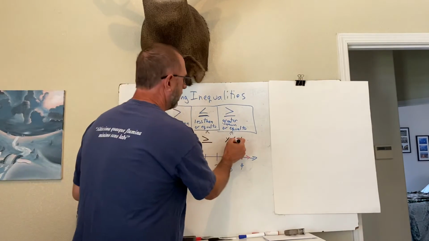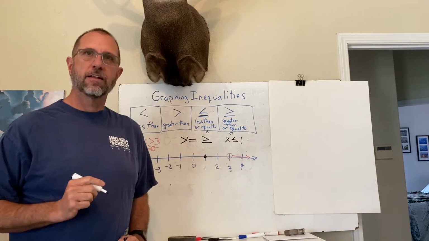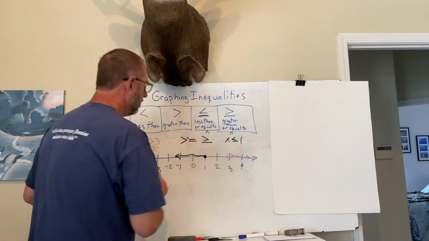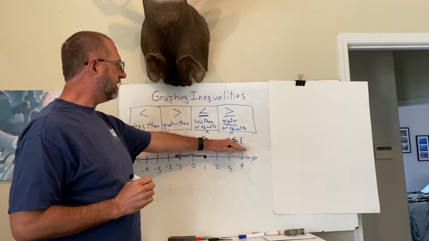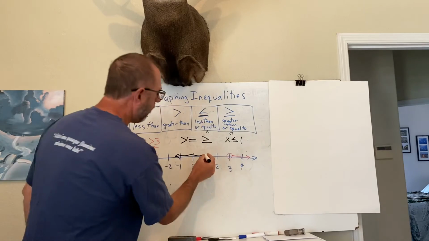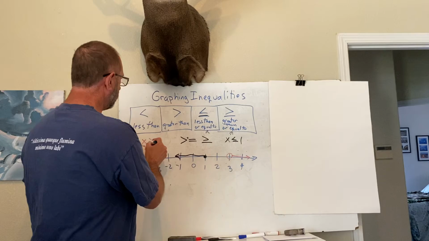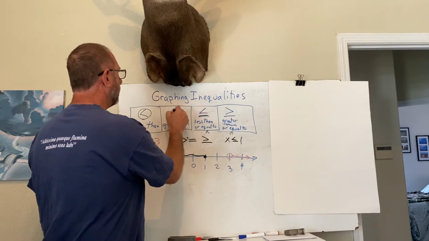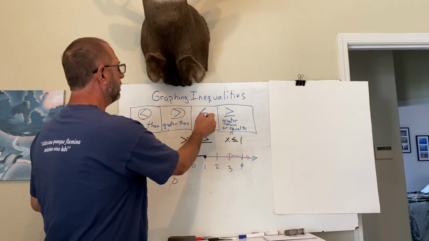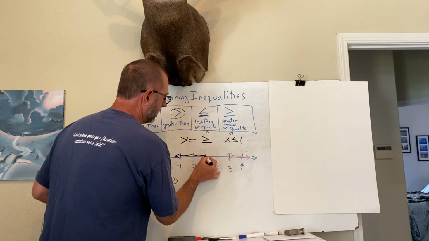So in this case, we're going to put a solid dot, and then our arrow goes in that direction, because x is less than or equal to 1. So it is less than 1 with an arrow, or maybe even 1. Okay? So the difference between these two: if we're going less than or greater than, that means it's an open circle. If we're going less than or equal to, greater than or equal to, that means we're going with a solid dot.